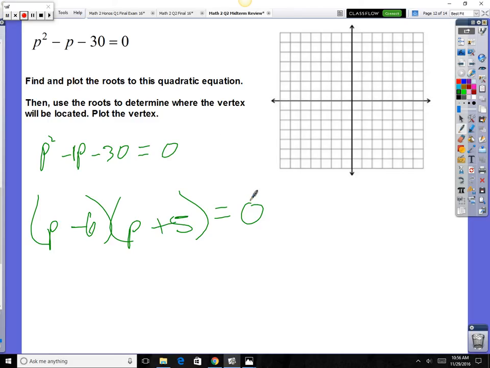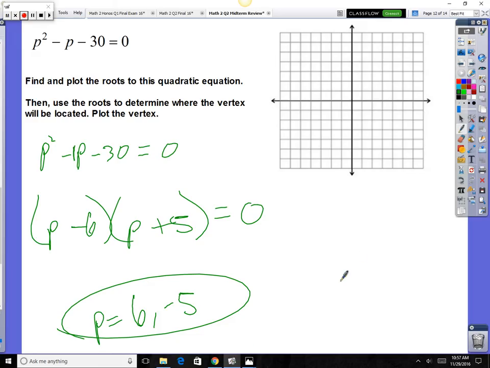So that means your roots, your zeros, are going to be: you're going to let p equal 6, and you're going to let p equal negative 5. So these are your two roots. If you let p equal 6, it will give you a 0. And if you let p equal negative 5, it will give you a 0.